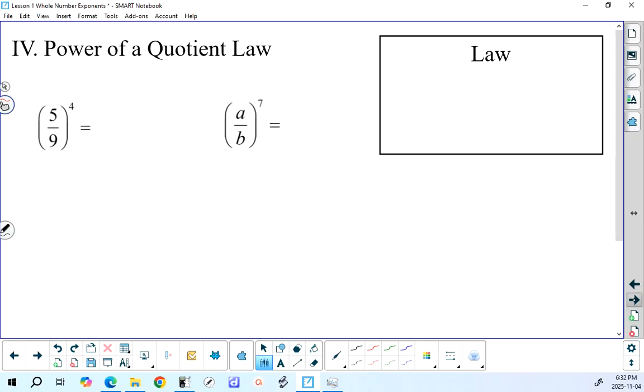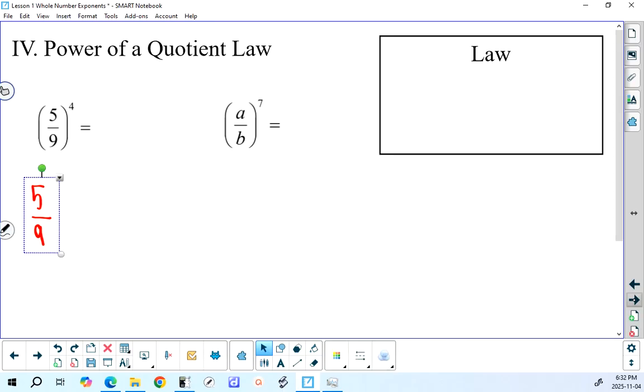If I have 5/9 raised to the 4, that means 5 over 9, multiplied by itself a total of 4 times. So there's 2, there's 3, and there's 4. One of the rules about fractions you learn about, and there's a reason for it, but we're not going to get into the reason here in grade 10, is when you're multiplying fractions, you multiply across the top and you multiply across the bottom.